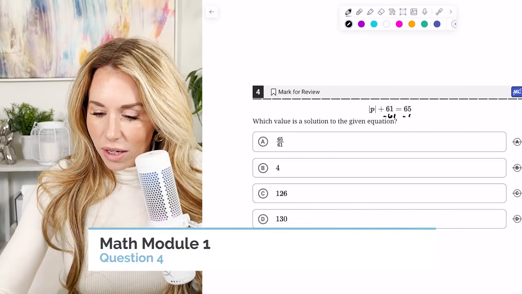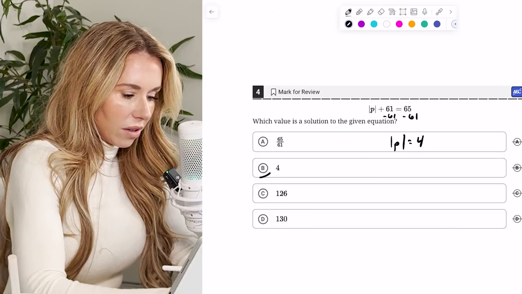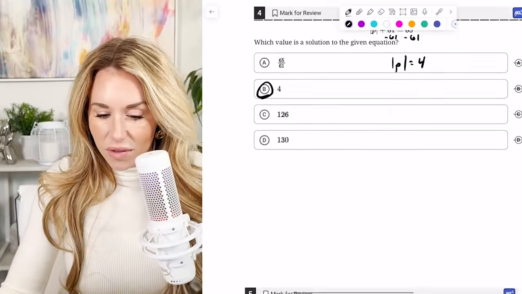Okay, this one's very simple. Subtract 61. So absolute value of P is going to be 4. That means P could be 4 or negative 4. They just give you the positive, so take that one.